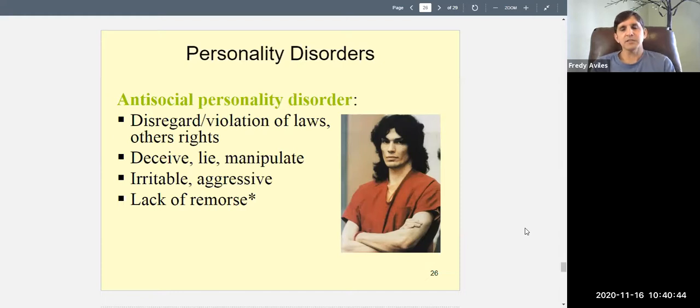And I'll give you guys something to think about. There are psychological experts out there who believe that Donald Trump also suffers from this. Think about that. Read that and tell me if that sounds like Donald Trump. Disregard for other people's rights, disregard for the law, deceiving, lying, manipulating, being irritable and aggressive, lacking remorse, being incapable of saying, I'm sorry, I did something wrong, or I was wrong. Does that sound like him too? There are plenty of people who believe that that's also Donald Trump.